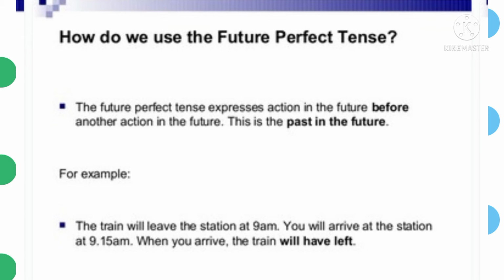When do we use this tense? To express future purpose. That means it is used to express an action in the future before another action. The same thing we have studied in past also. I think you remember. For example, the train will leave the station at 9 a.m. You will arrive at the station at 9:15 a.m. When you arrive, the train will have left. Okay. That means all other things are expressed in simple future, but you see, it is expressed in future perfect.